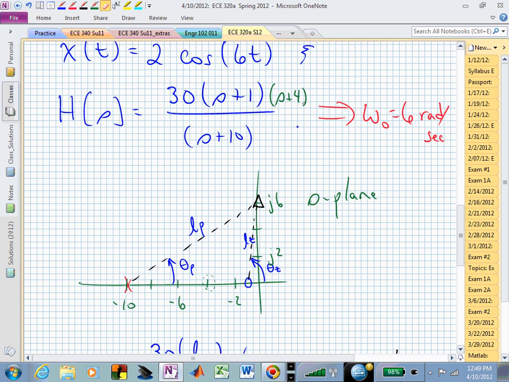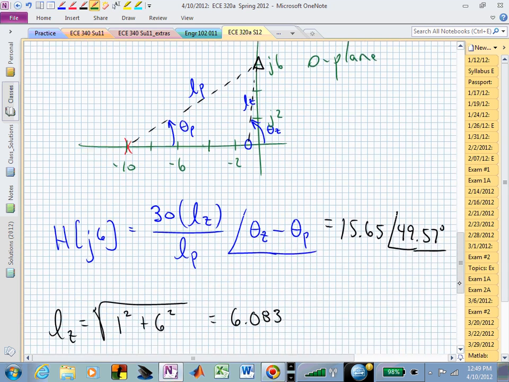I'm going to clean this up just a little, and I'll probably make more of a mess than I wanted to. Other questions on that?